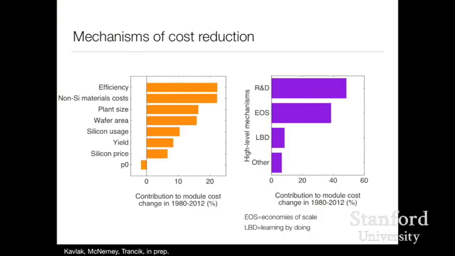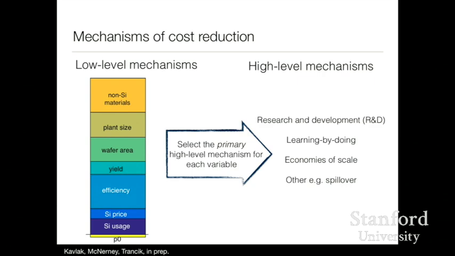Yeah, so efficiency would be a great example of R&D. So we're assigning that to R&D. I should mention, there's some subjectivity in assigning the low-level mechanisms to these high-level bins. Here we're selecting the primary high-level mechanism for each variable. In the paper, we have a sensitivity analysis where we look at what happens if we make other selections, because for some of them, it's not absolutely clear which bin they should go in. Efficiency, I'm pretty comfortable, goes into R&D. It doesn't mean publicly funded R&D, it's privately funded in many cases, right?